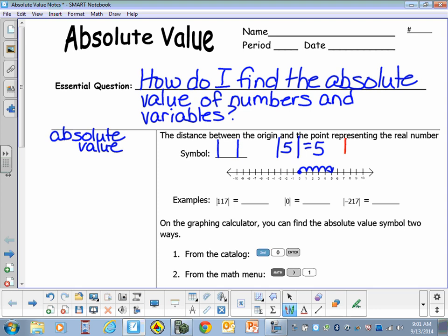If I want to find the absolute value of -3, I start at the origin, and I'll count the spaces to -3. 1, 2, 3. The absolute value of -3 is 3. The absolute value of a number is always positive. So for example, the absolute value of 117 will equal 117. If I started at 0, I would count 117 spaces up to the number 117.